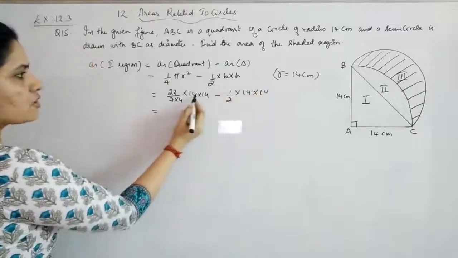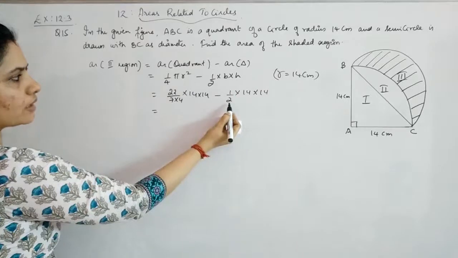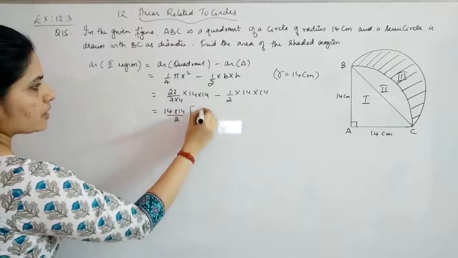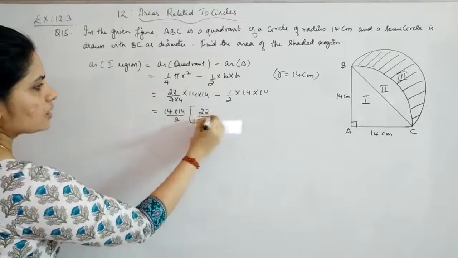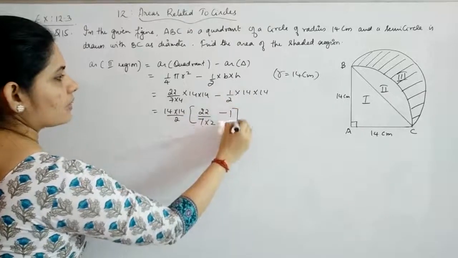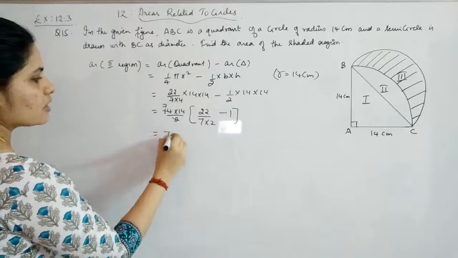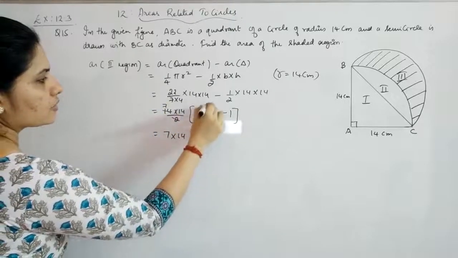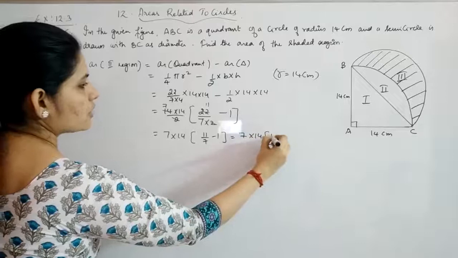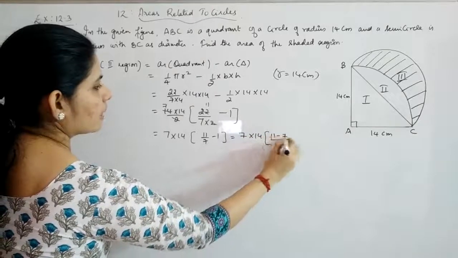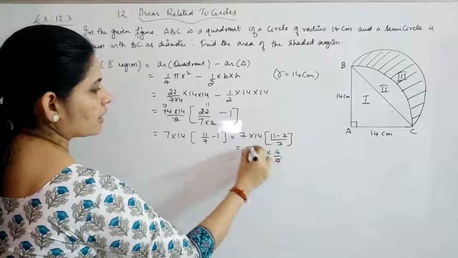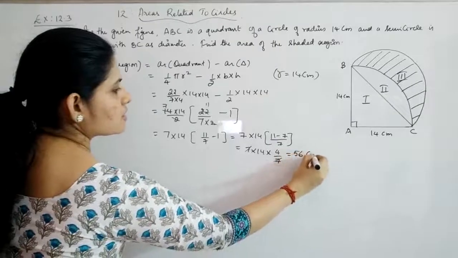Replacing, you will get 14 into 14 minus, here half into B is again 14, H is also 14. So 14 square by 2 is common here, that we can take out. Okay, 14 square, that is 14 into 14 by 2. Remaining will be 22 here, and in the denominator you have a 7 and a 2, minus this total has been taken out, so this is 1. Okay, here this will give you 7, so 7 into 14, and here this will give you 11 by 7 minus 1, which is 7 into 14 into 11 minus 7 by 7 is equal to 7 into 14 into 4 by 7. Again, you can cancel 7 and 7, and this will give you 56 centimeter squares.